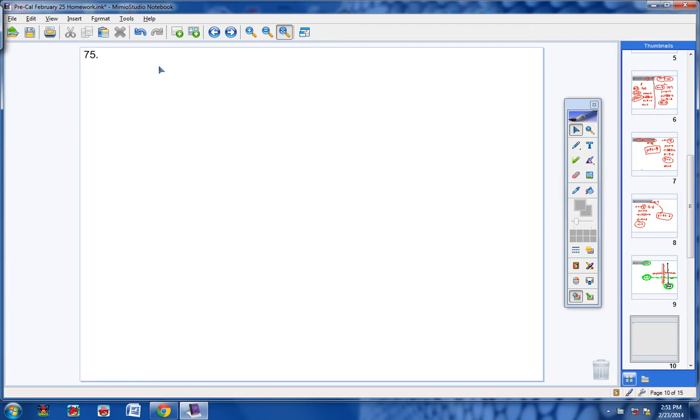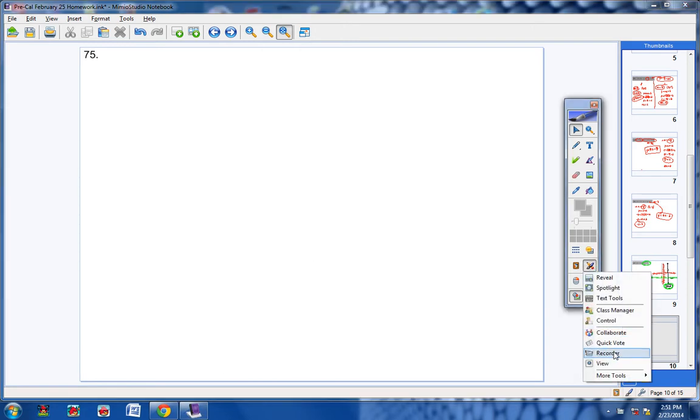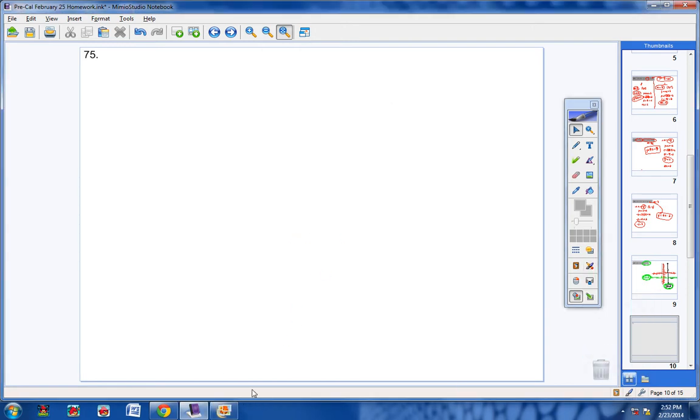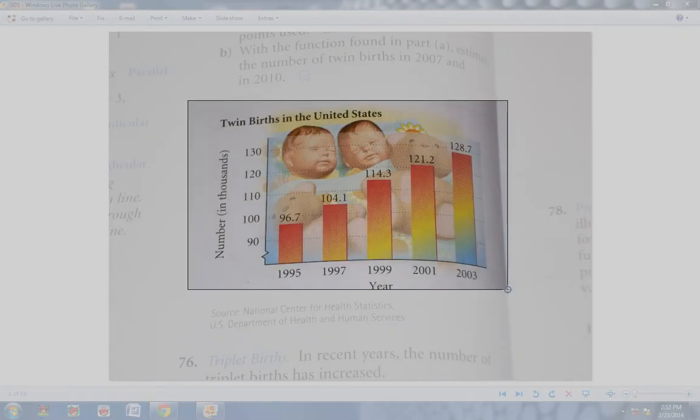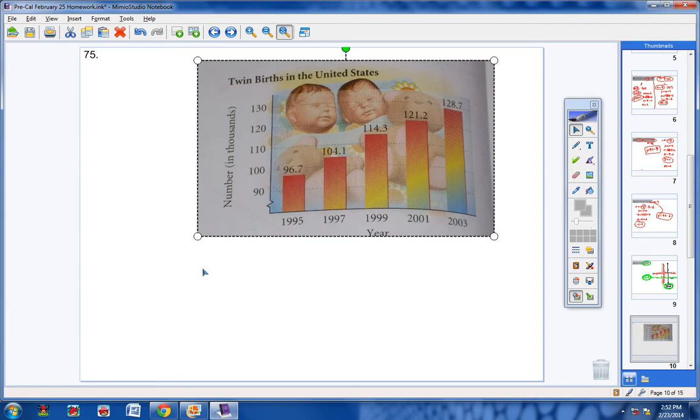Number 75, the graph below illustrates the upward trend in twin births. Now I thought I had these pictures saved. Let me pause the video and see if I have that picture that's in the book so I can put it on the screen. I'm pretty sure I have that somewhere. Okay, I found that picture. Let me very quickly put that into the video here. There we go.